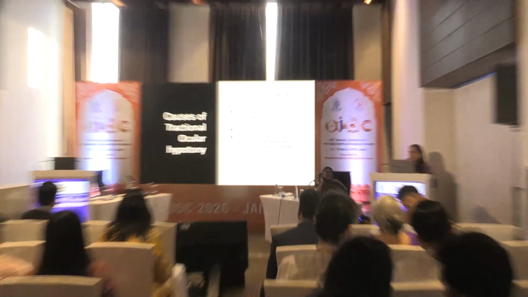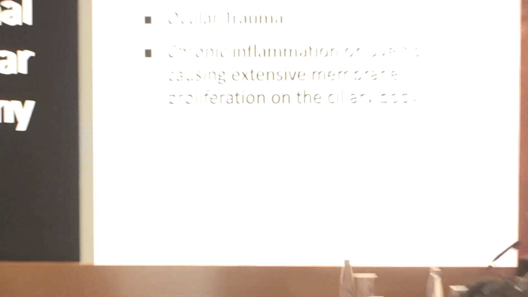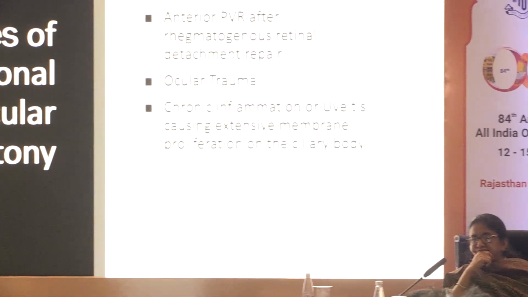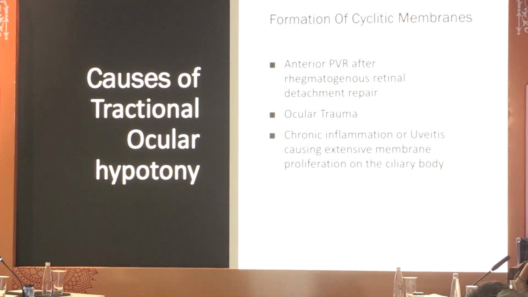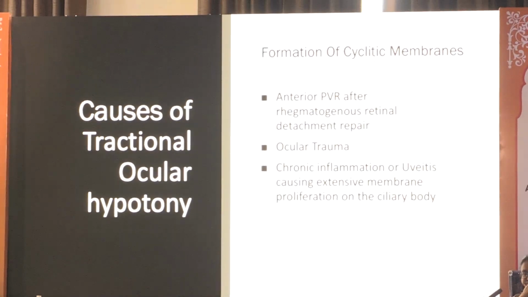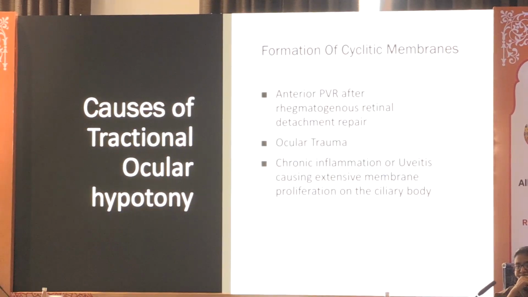Yeah, thanks Manisha for having me here. I think a lot of things that I have brought in my slides are covered already, so quickly, just a recap. There are many causes of tractional ocular hypotony, but I would probably talk on three very important causes. One is anterior PVR after retinal detachment repair. Second is ocular trauma, and third, chronic inflammation or uveitis causing extensive ciliary body membranes.